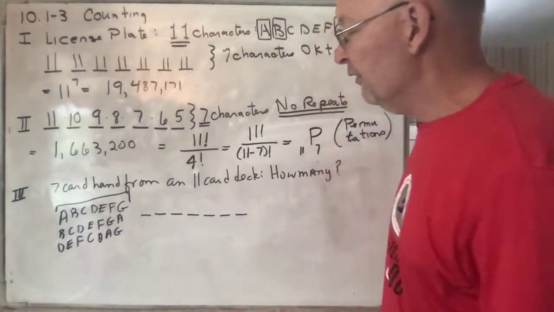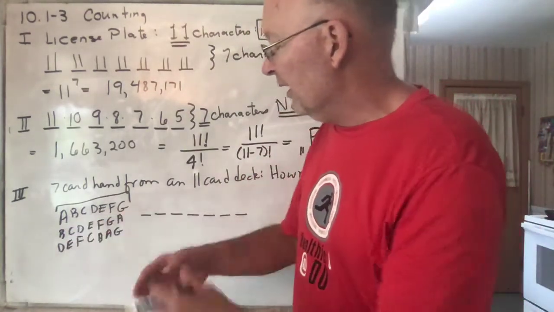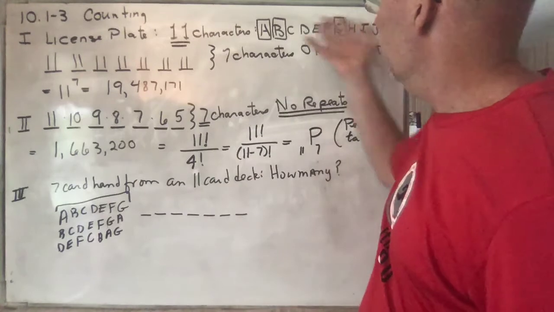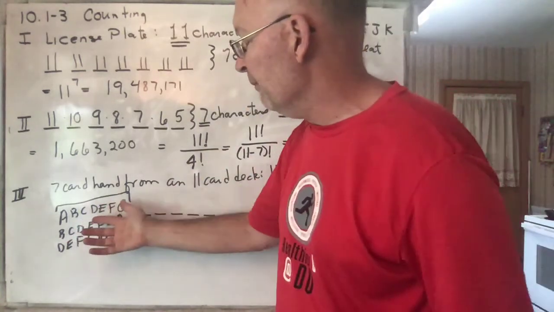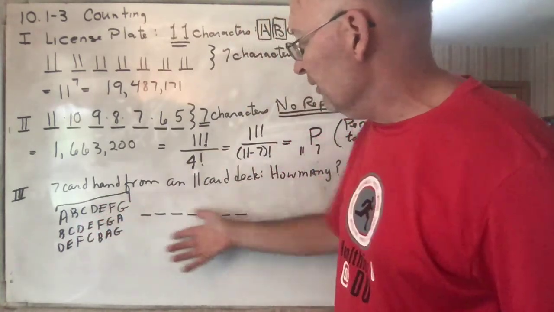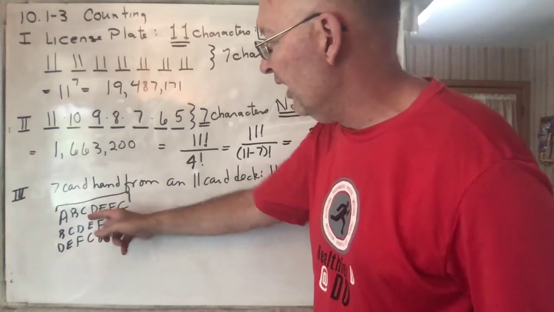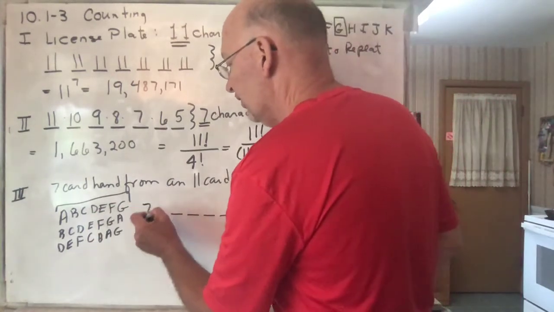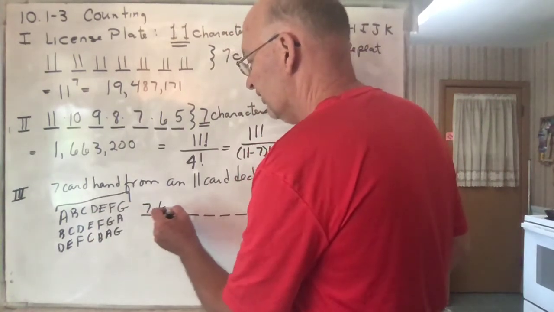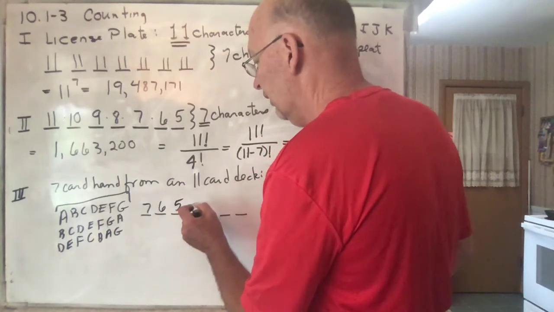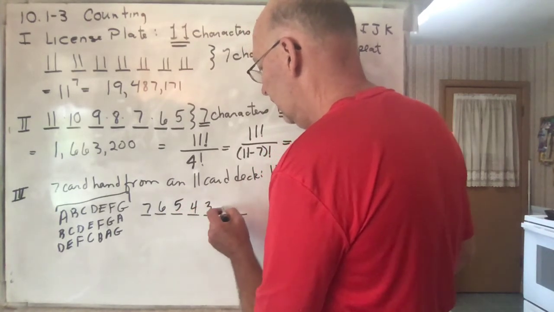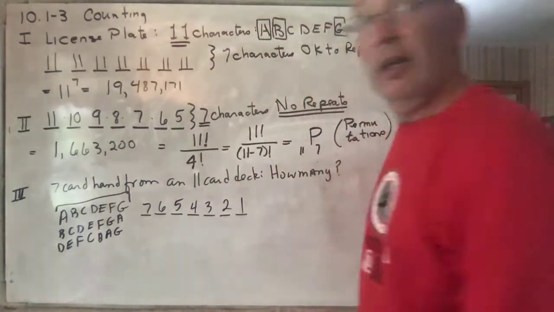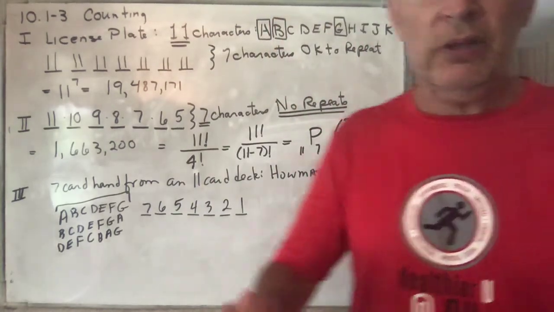You've got 7 different characters. Now that I have my hand of cards, it's kind of like the original question now. How many different license plates could I make just of this hand? I'd have 7 different choices here, then 6 different here, 5 here, 4 here, 3 here, 2 here, and then finally my last one.